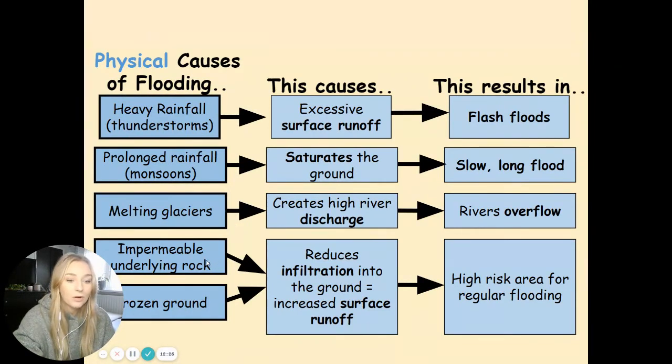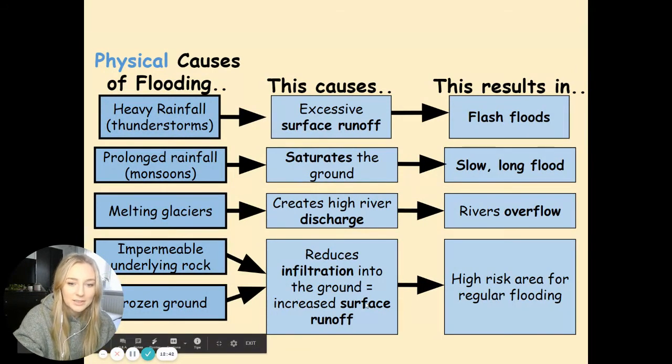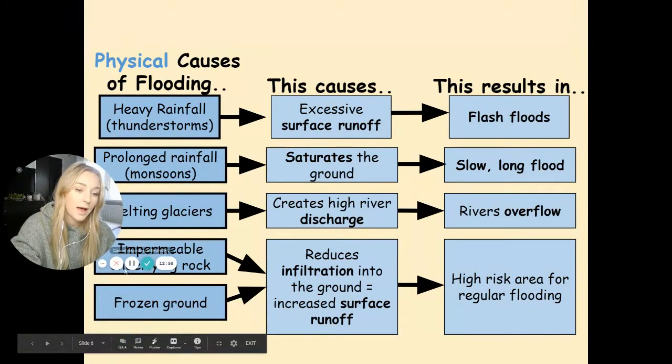Impermeable underlying rock, that's your statement. Your consequence is, well, that reduces infiltration. Again, a nice specific piece of terminology to show off with. It reduces the infiltration rate into the ground, which increases your surface runoff, shown off twice there. And then your elaboration is, well, this causes a high risk area for flooding, or you could just say this causes flooding. This consequence is the same for that statement.